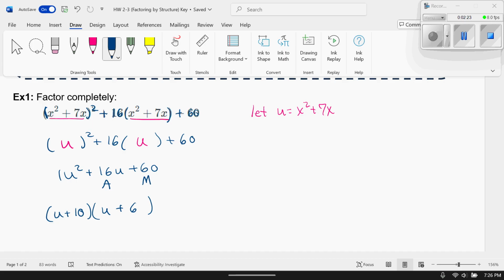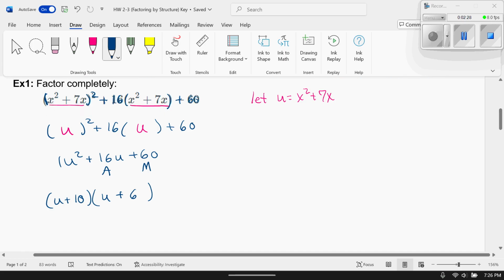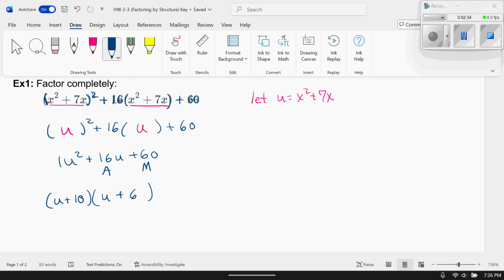So now we factored. But we didn't start the question with U's. We started the question with x squared plus 7x. So once you're able to factor the easy version, you need to go back and input what you took out. So everywhere I see a U, I need to go back and substitute x squared plus 7x back into the function. So I have something plus 10 times something plus 6. Instead of U, now we're going to put x squared plus 7x back in.